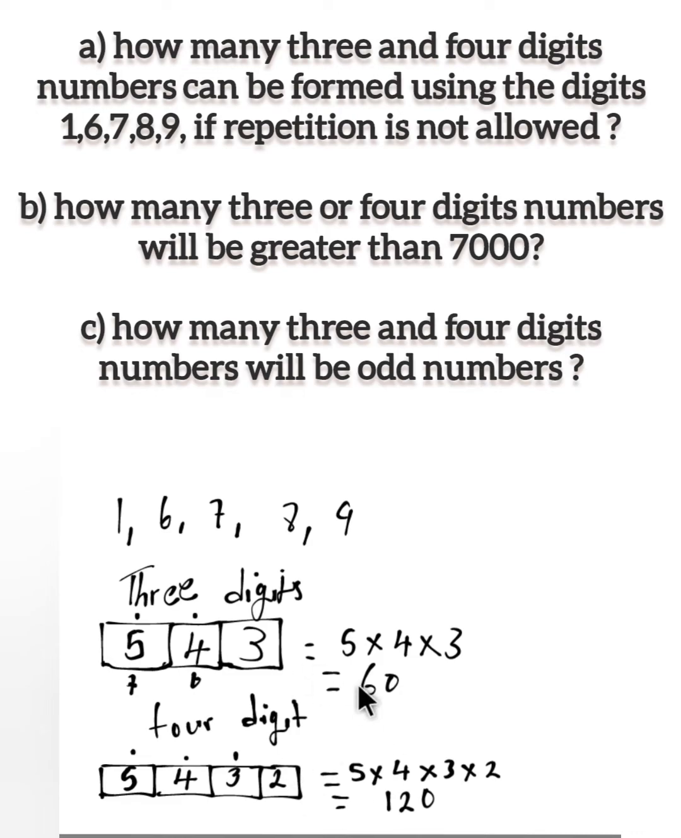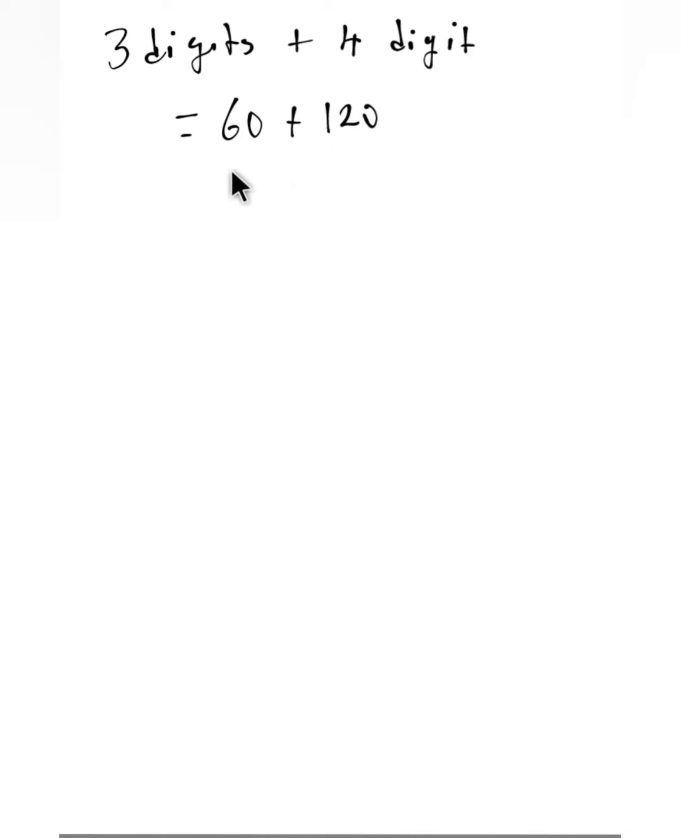So since there are 60 ways of arranging 3-digit numbers and 120 ways of arranging 4-digit numbers, the number of ways of arranging 3 digits plus 4 digits will be equal to 60 for the 3 digits plus 120 for the 4 digits, and that will give us 180 ways. So that is the answer.